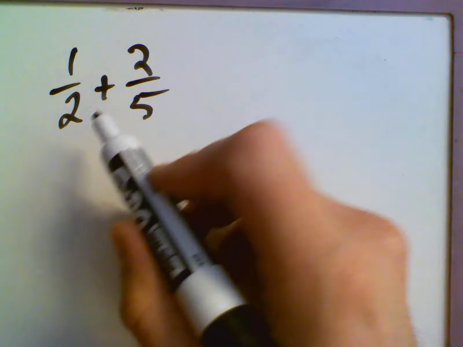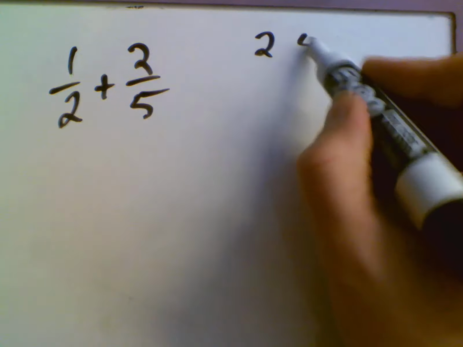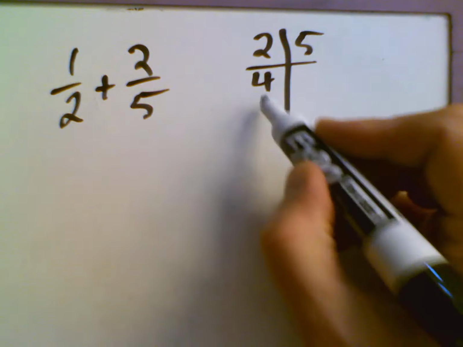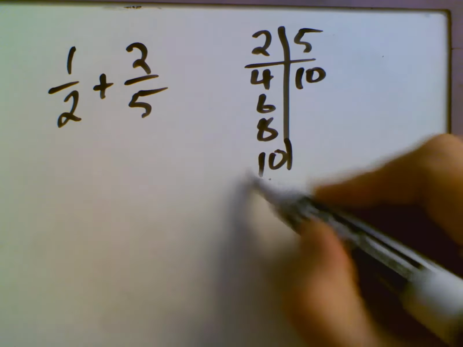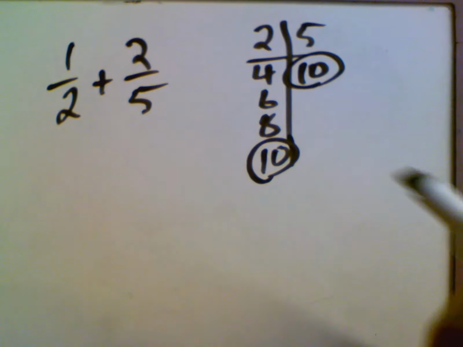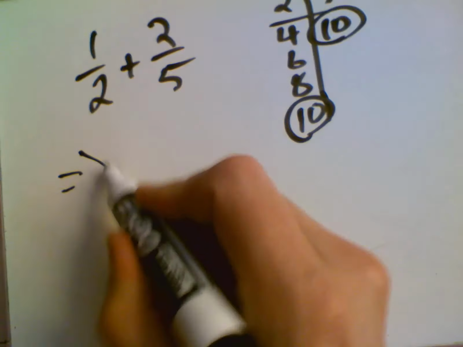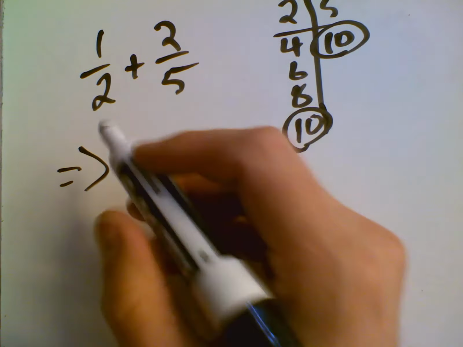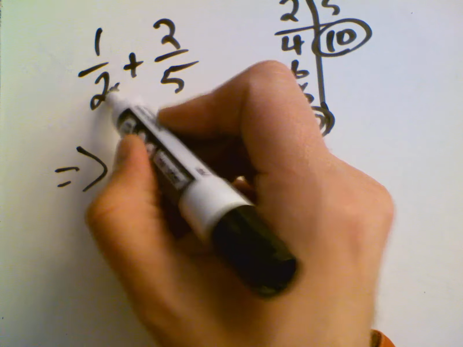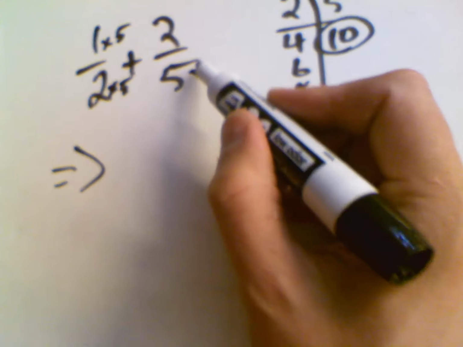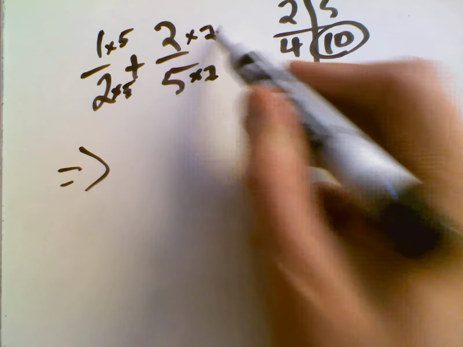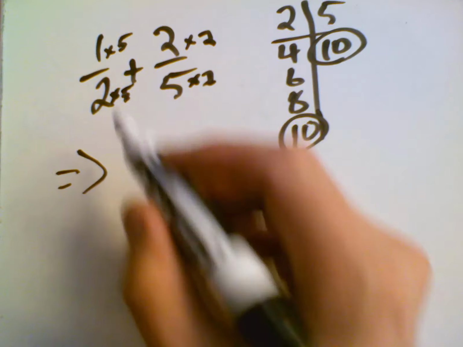Here we go. I need a common multiple that both of those can go into, and I know that when I do this, I will find that 10 is my common multiple. So what I need to do is rewrite this with equivalent fractions. To make this into a 10, it's times 5. To make that into a 10, it's times 2. Same top and bottom, so they are truly equivalent fractions.